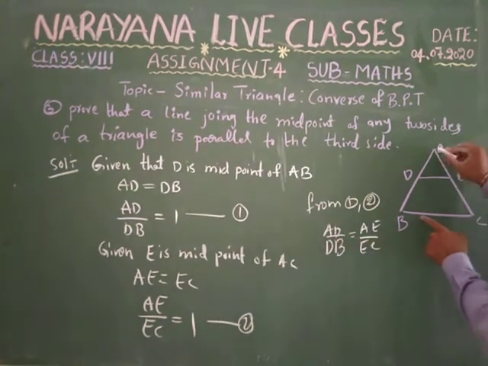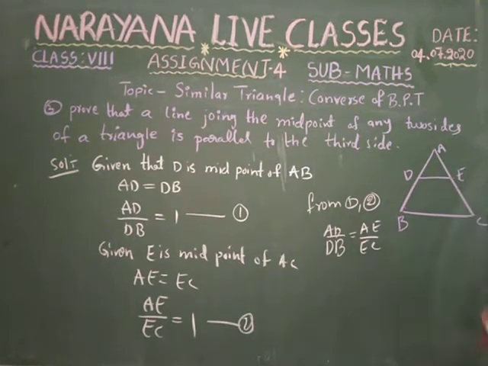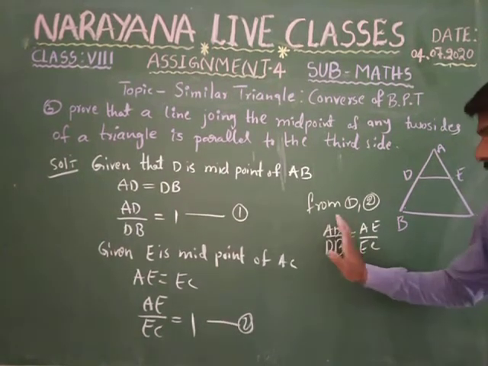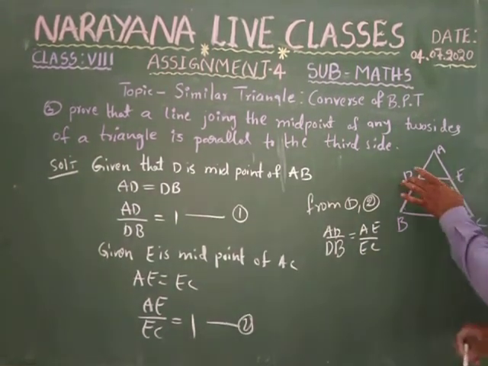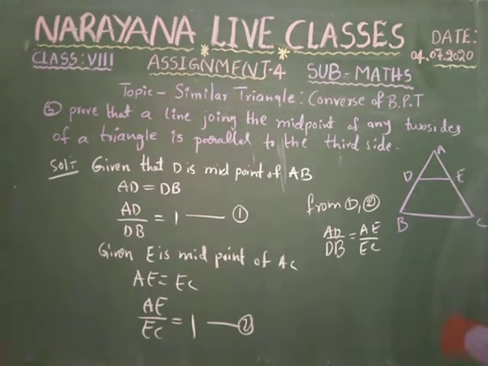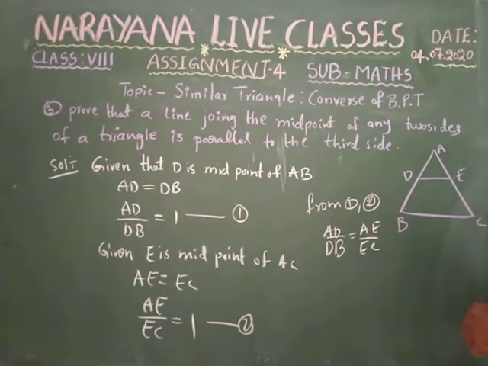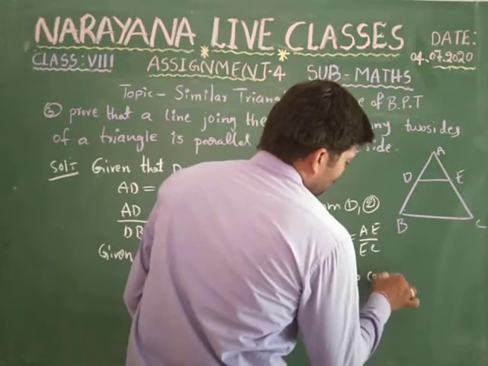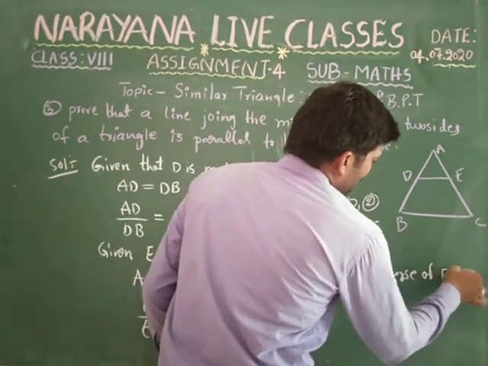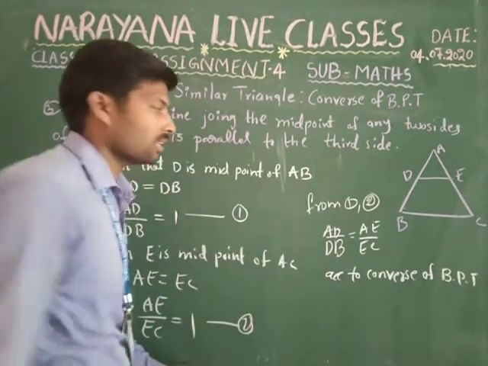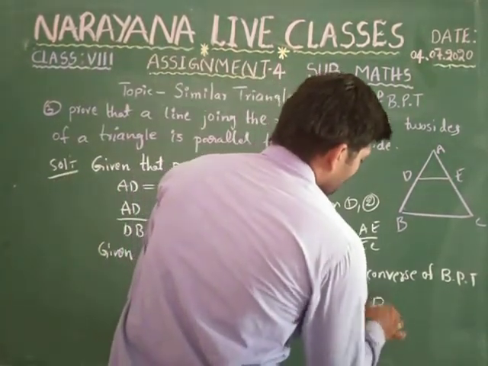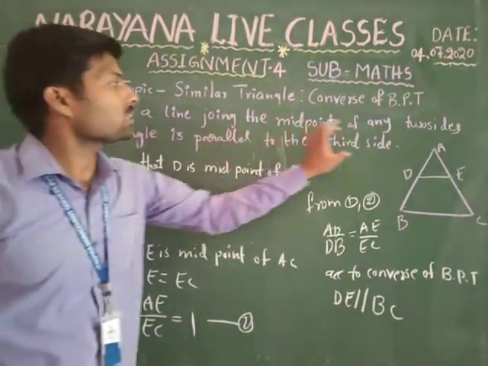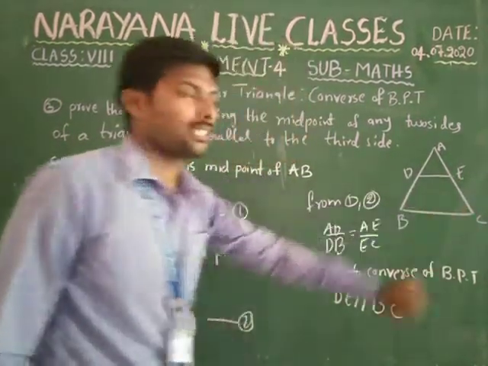From this, AD by DB is equal to AE by EC. The given line divides two sides in the same ratio. The same ratio means what? According to the converse of the basic proportionality theorem, BPT, we can write DE is parallel to BC. So this statement is what we have to prove: if a line divides two sides of a triangle in the same ratio, then DE is parallel to the third side, that is BC.